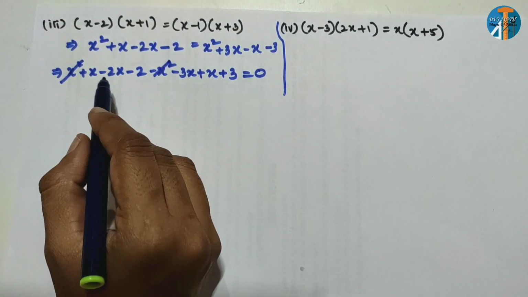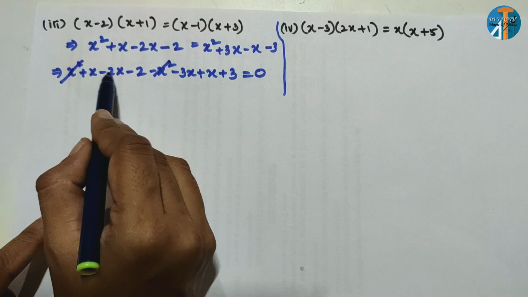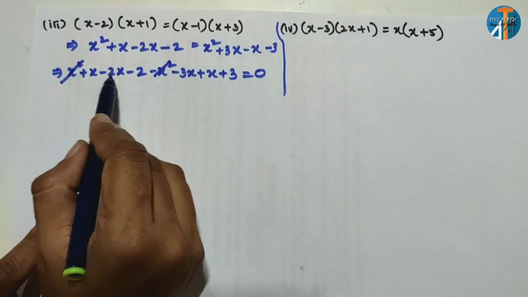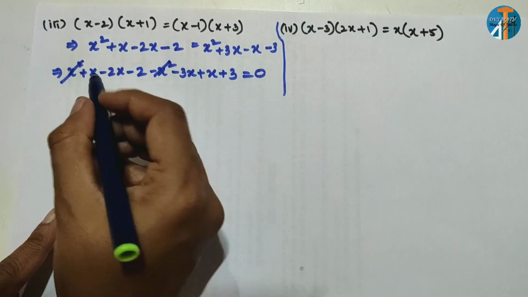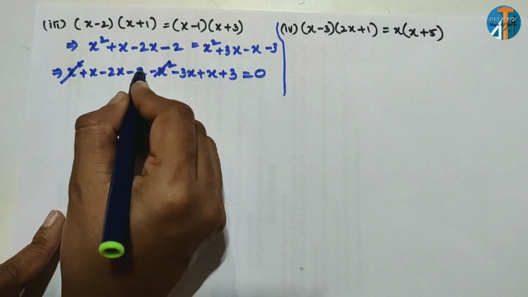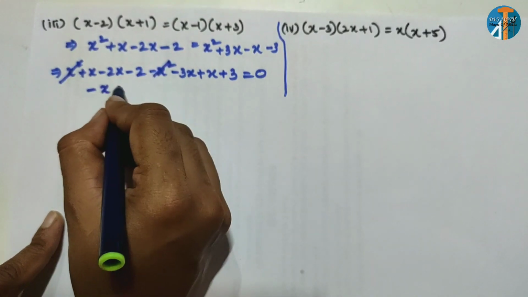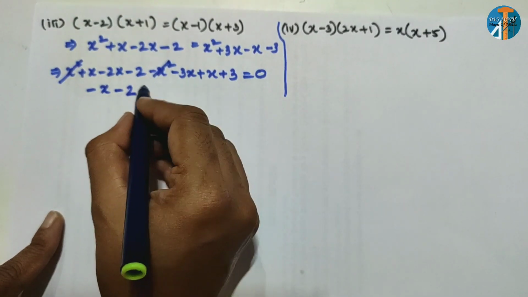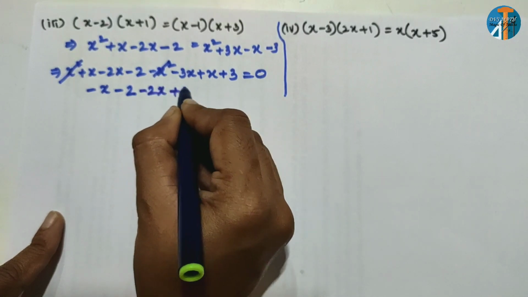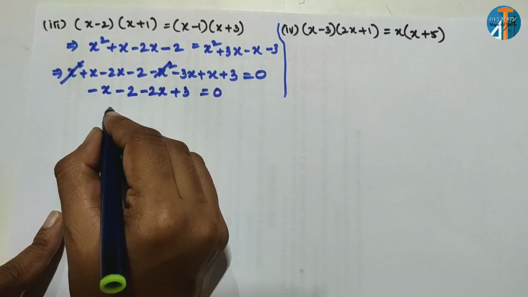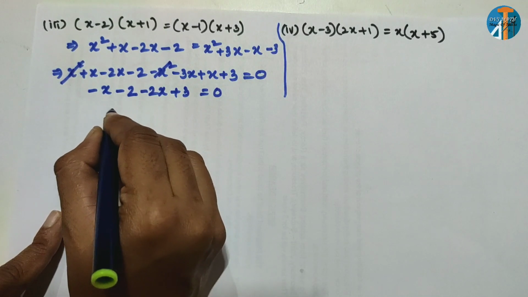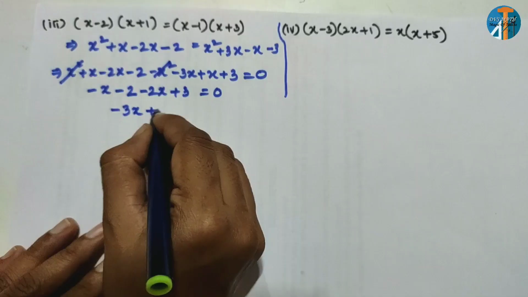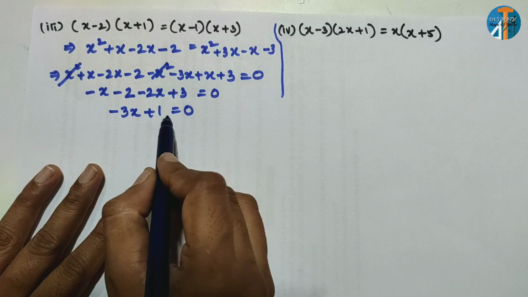Here, observe, plus x minus 2x. How many x do we have here? If we consider only this much, 1x minus 2x, so it is minus x. Minus 2 will be as it is. Here minus 3x plus x means minus 2x, plus 3 is equal to 0. Final it becomes minus 3x, minus 2 plus 3, which is plus 1 equal to 0. Minus 3x plus 1, right?